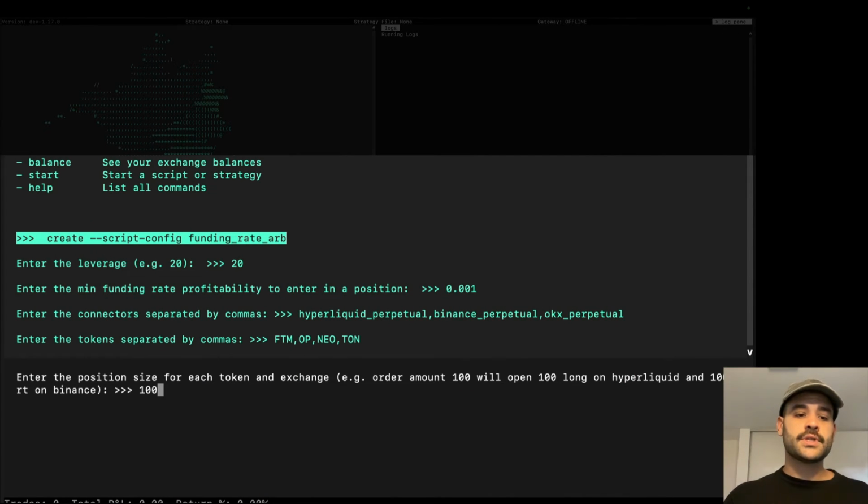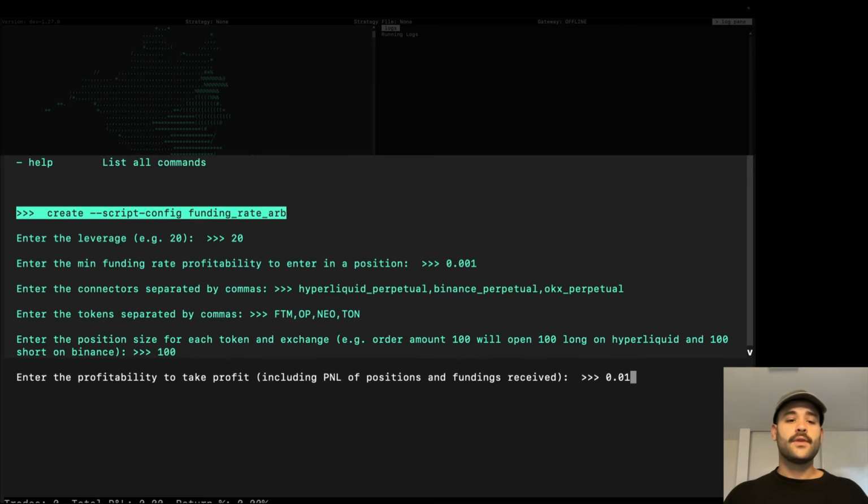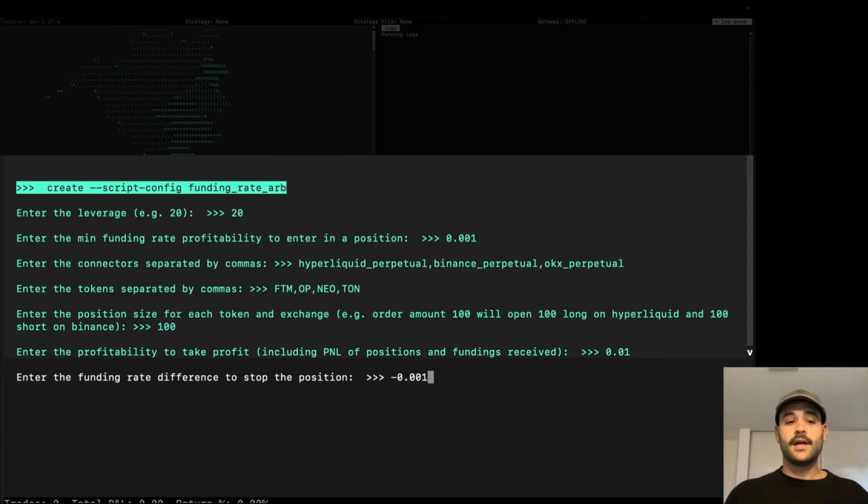Here it says enter the position size for each token and exchange. This is how much size we want to have for the positions. So if we put 100, it will be $100 short and $100 long. The profitability to take profit includes the P&L of the positions, transaction cost, and the funding receipts. Here we are putting 1%. This means that when we get up to 1%, we are going to take profit. And the difference rate to stop the positions. This means that if the arbitrage gets negative, we are going to stop doing that.